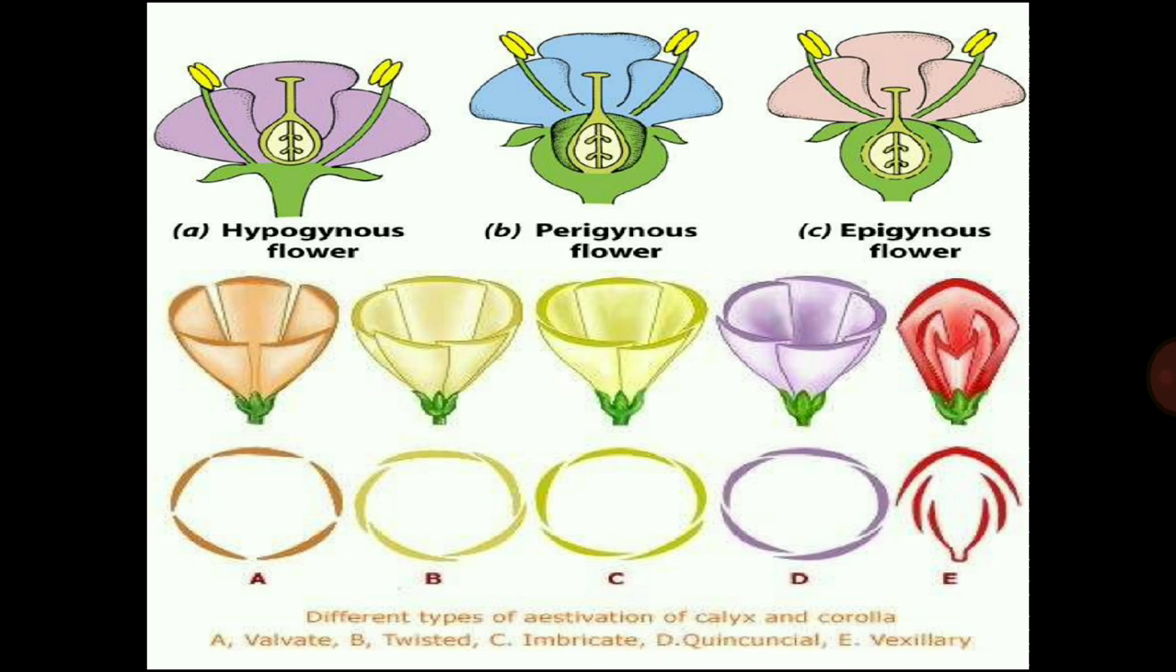If the margins of sepals or petals overlap one another but not in any particular direction as in cassia and gulmohar, the aestivation is called imbricate. In pea and bean flowers, there are 5 petals. The largest, standard, overlaps the 2 lateral petals, wings, which in turn overlap the 2 smallest anterior petals, keel. This type of aestivation is known as vexillary or papilionaceous.